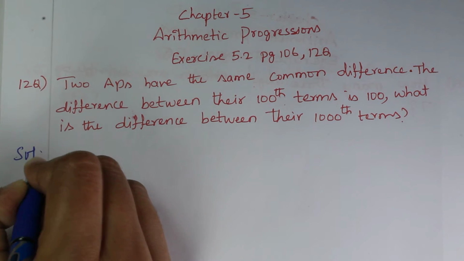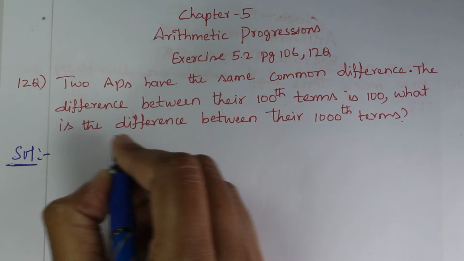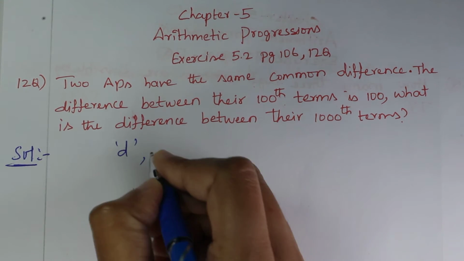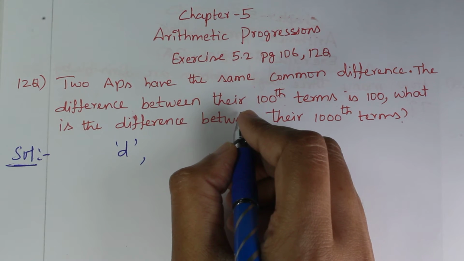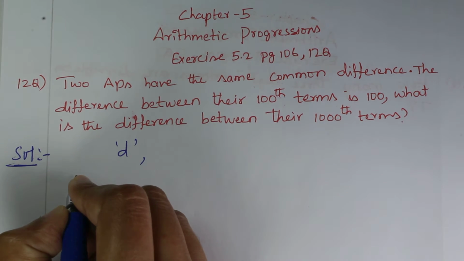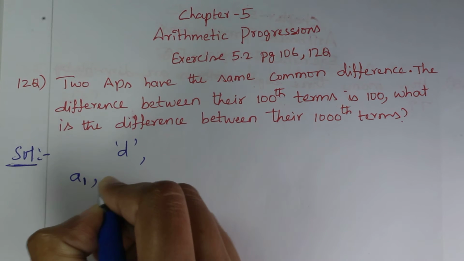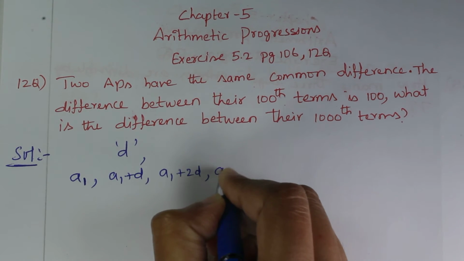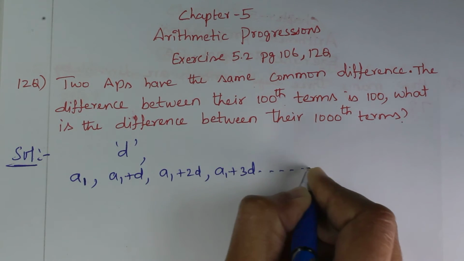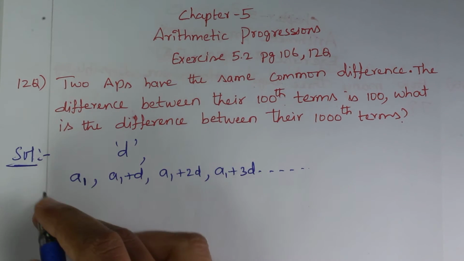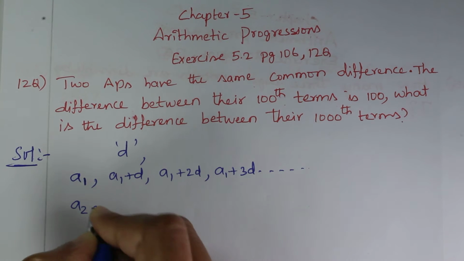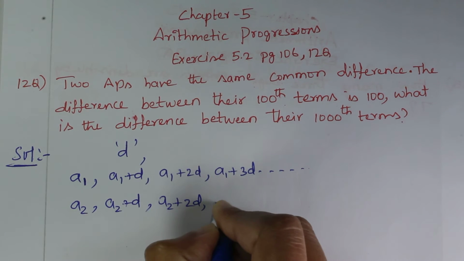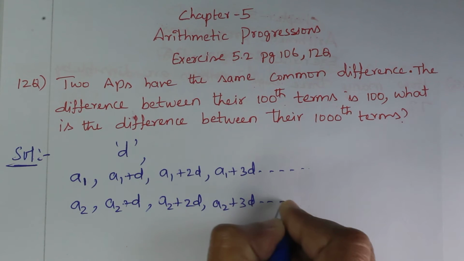So he has given that two APs have the same common difference. Let us assume that common difference to be d. Let us assume the first series starts with A1. So the first series becomes A1, A1 plus d, A1 plus 2d, A1 plus 3d, and it goes on. Let us assume that the second series starts with A2: A2, A2 plus d, A2 plus 2d, A2 plus 3d, and so on.